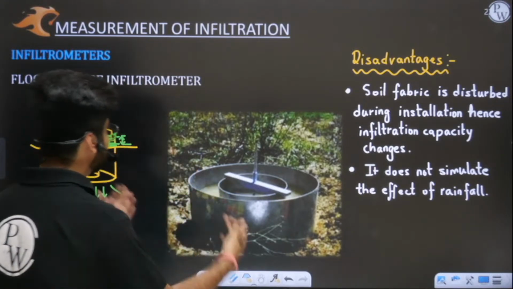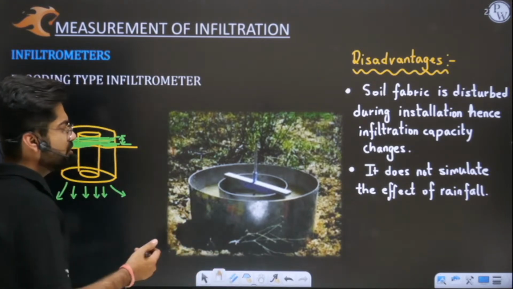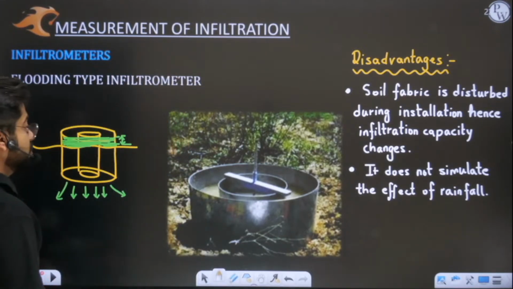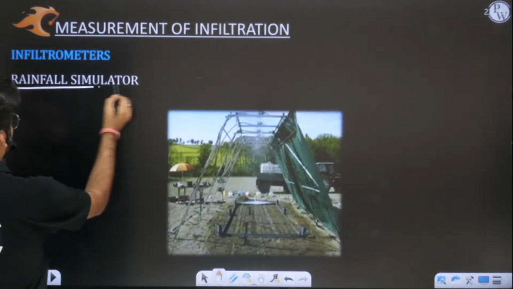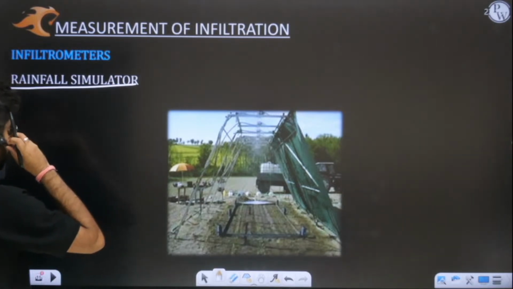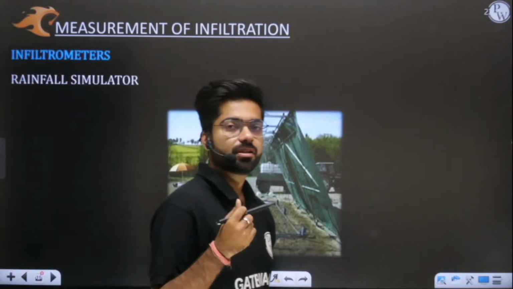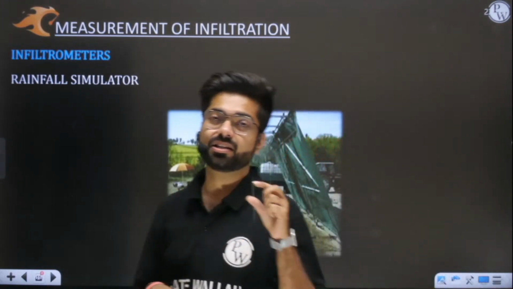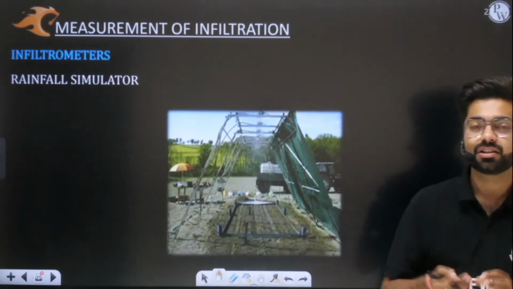So we have a better infiltrometer. I hope this is very clear to you. In the flooding type infiltrometer we also have various types, but that's not so important. Now flooding type is done. The second one which we have to discuss is the rainfall simulator. As the name tells you, rainfall simulator. Can you guess why this rainfall simulator is better? Just now I told you that in the flooding type infiltrometer, the biggest drawback was that it is measuring the infiltration in absence of rainfall. This is the biggest thing.